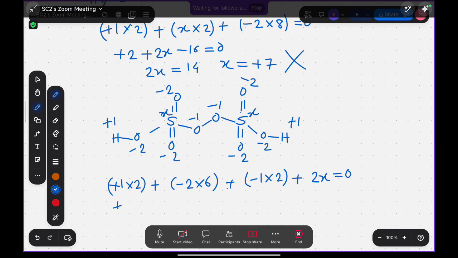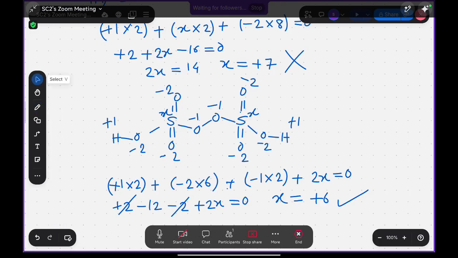Now see the calculation, it is plus 2 minus 12 minus 2 plus 2x is equal to 0. So the net calculation comes to be x is equal to plus 6, which is definitely possible. That means, just remember, the maximum oxidation state for sulfur is plus 6. It cannot be more than plus 6. It can be less but not more.